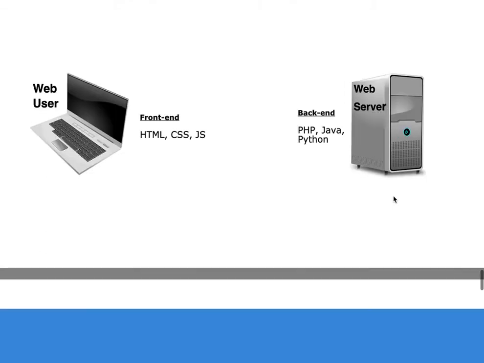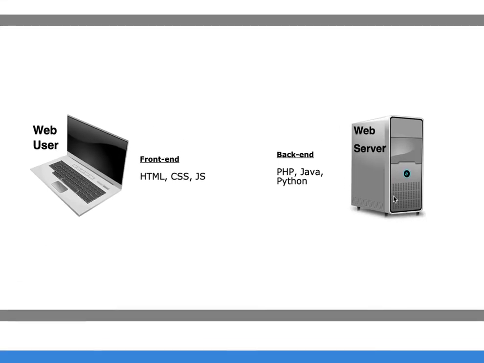Different languages or scripts are run on the client front end and the server back end. HTML, CSS, and JavaScript are front-end languages. The code actually runs on the client or user's computer. PHP, Java, and Python are examples of back-end languages. The back-end code will run on the server before it even gets to the user.